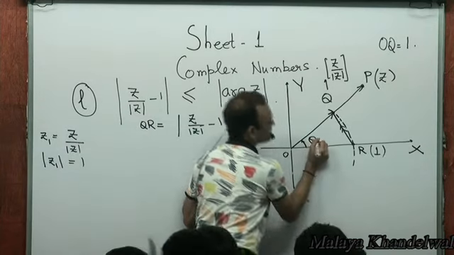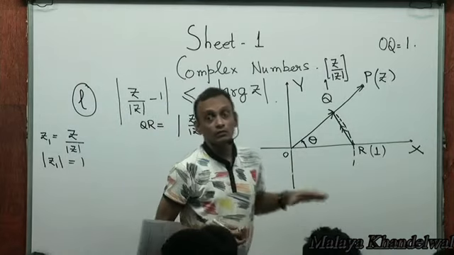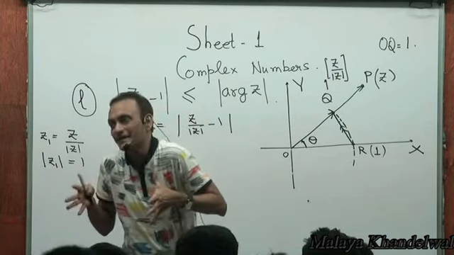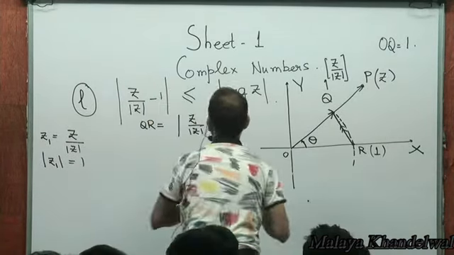Now, theta could have been positive or negative, but if it is positive, then it should be looked upon as modulus of argument Z. Theta could be looked upon as modulus of argument Z.